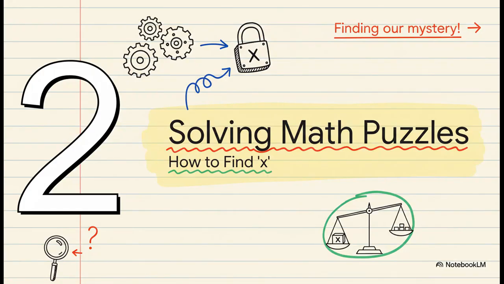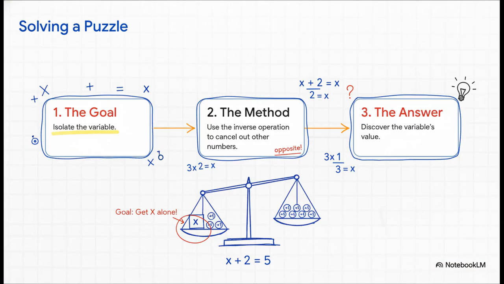Okay, so how do we actually solve these puzzles? This brings us right to the heart of algebra, which is really all about one thing, finding the value of that unknown, that mysterious x. And the strategy is actually kind of beautiful in how simple it is. The goal is always to get that variable all by itself on one side of the equal sign. So how do we do it? You just use the opposite or inverse operation to peel everything else away. If a number's being added, you subtract it. If it's multiplied, you divide it. It's all just a game of balance and undoing.